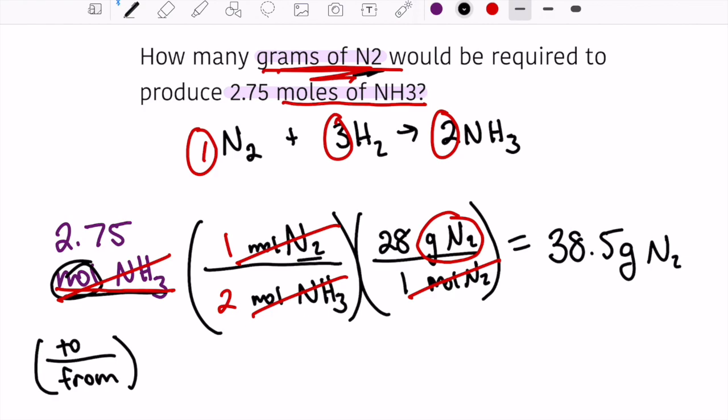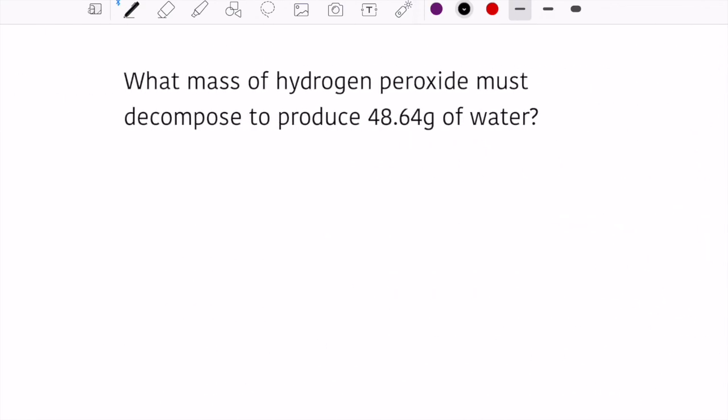Now let's go into a little bit of a more difficult problem. This one is not that much more difficult. It just starts by giving you a mass and expects you to end up with a mass of another compound, so there's just one more step. Let me give you the equation. The equation is H2O2. Okay, so the problem is, what mass of hydrogen peroxide must decompose to produce 48.64 grams of water?